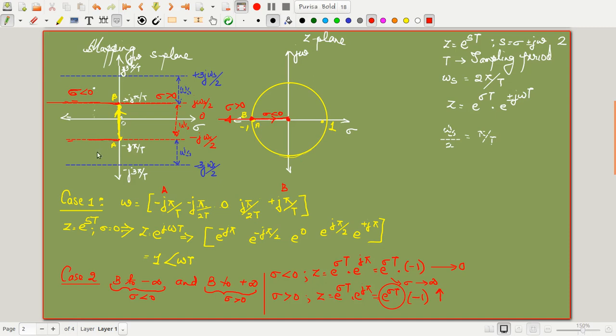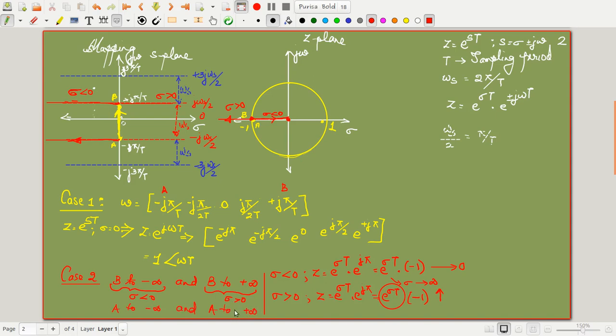Similarly, if we take the point here at point A and we walk towards minus infinity, from point A we are going in this direction, we are walking towards minus infinity. That means we are decreasing. The same equations will be applicable here. Only difference is here it will be minus j pi. Minus j pi will also be equal to minus 1. Okay, so here case 2 is also applicable from A to minus infinity and A to plus infinity.